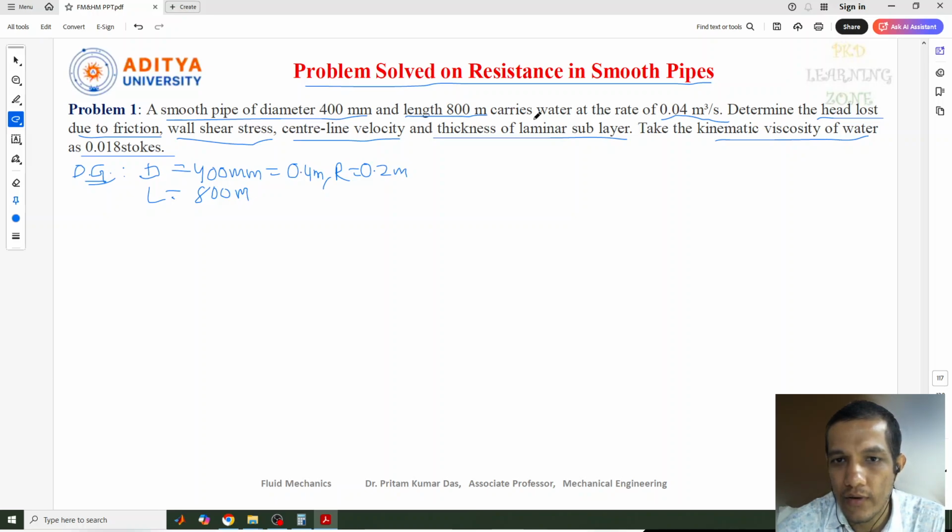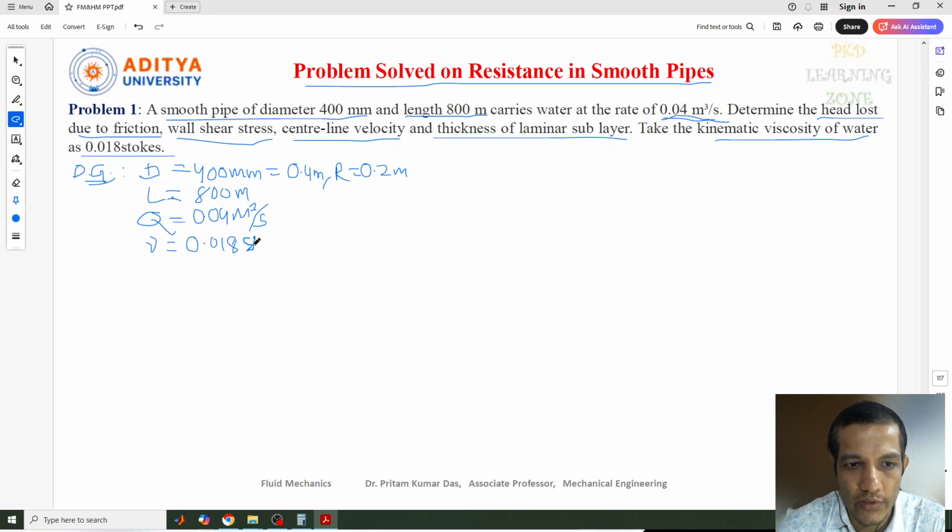and it carries water at the rate of 0.04 meter cube per second. That is nothing but discharge of the water or flow rate of water, you can say. So that can be indicated by writing Q equal to 0.04 meter cube per second. And the kinematic viscosity, that is nu, we can write in terms of 0.018 stokes. Okay, and here Q, as usual, we can keep it like this, but this nu, we can convert into meter square per second.